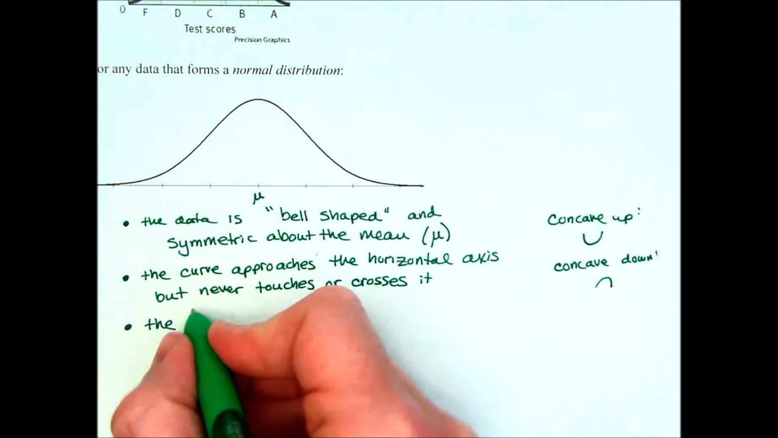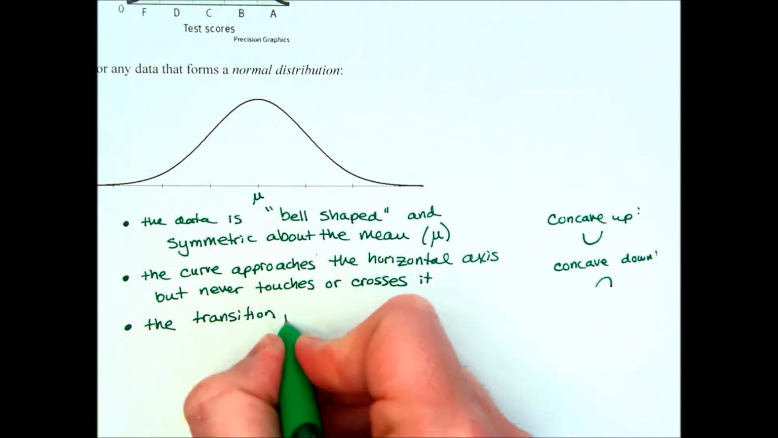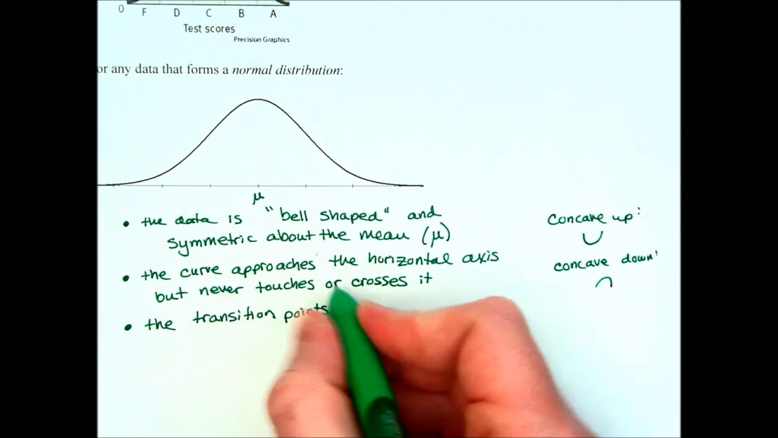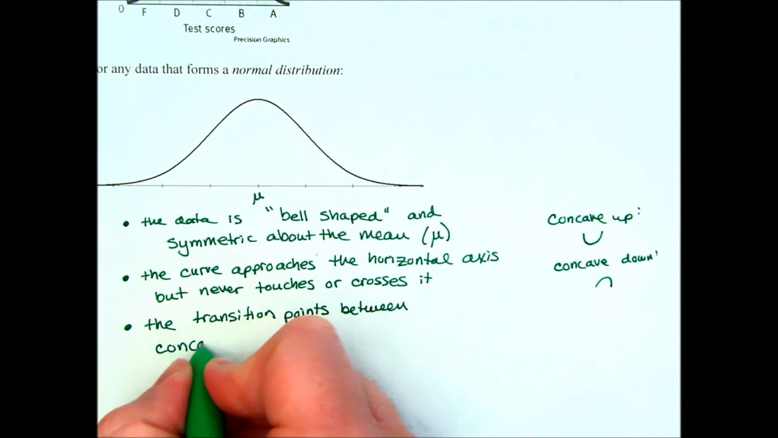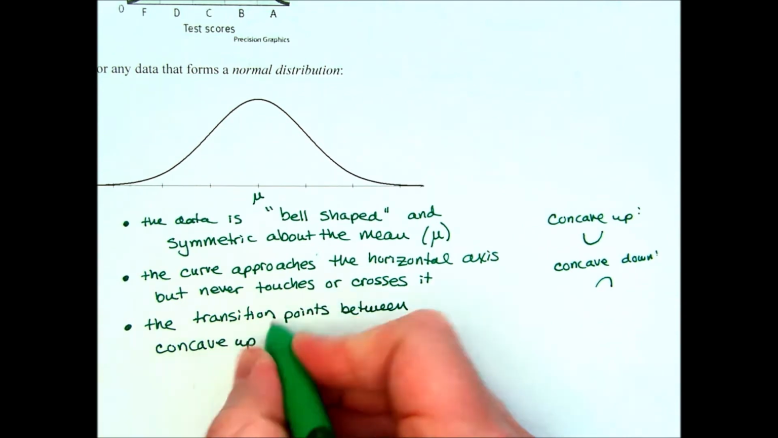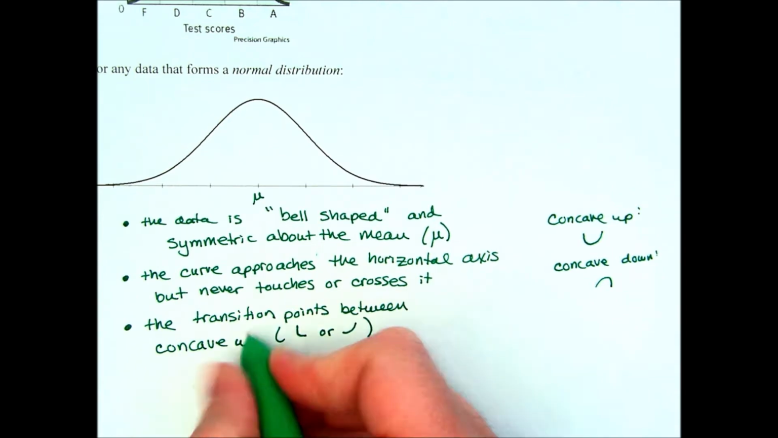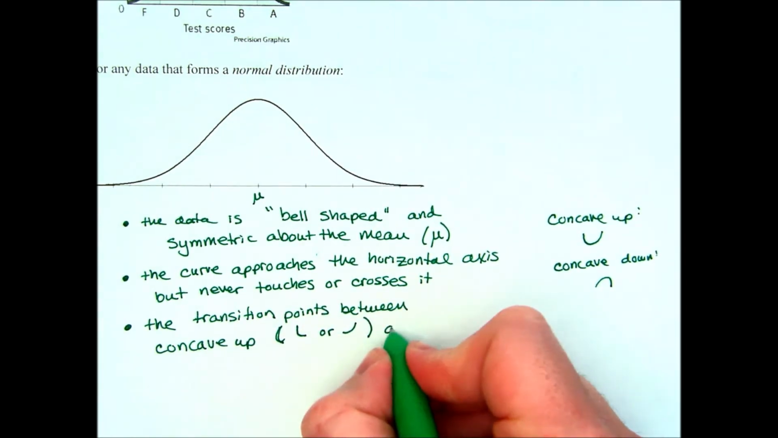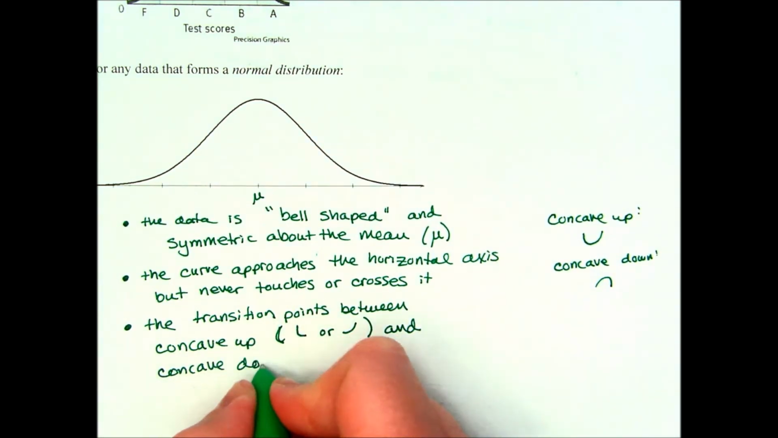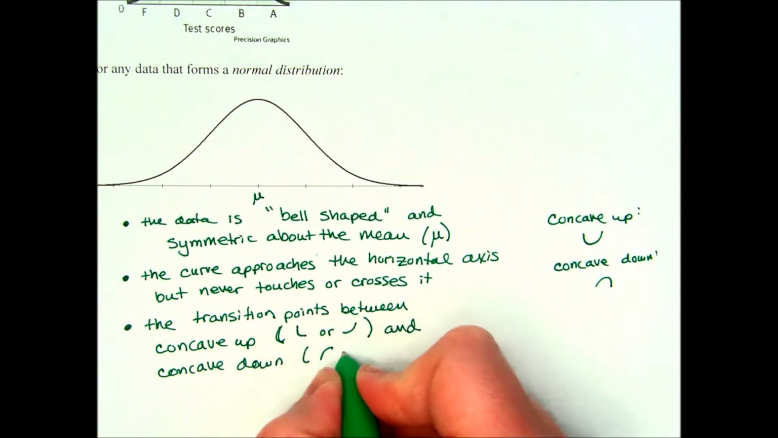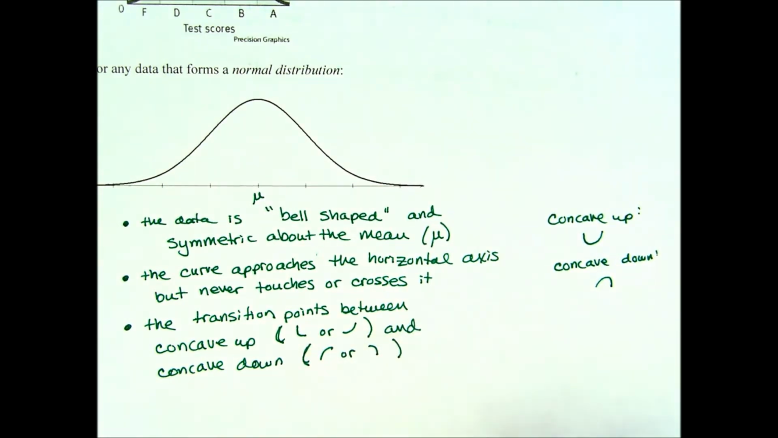We can say that the transition points, where we switch from one of these shapes to the other, the transition points between concave up, which means our graph looks like either this or that, the 2 parts of an upright parabola, and concave down, where we take on a shape like this or that. Maybe I should have used this parentheses. This seems to be confusing this a little bit.